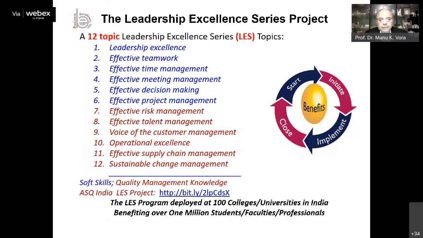Six items in blue: leadership, teamwork, time management, meeting management, decision making, and project management as soft skills. And six items in red: risk management, talent management, voice of customer management, operational excellence, supply chain, and sustainable change management, as part of the quality management discipline. We delivered those 12 topics one per month, so it spanned 2 years. We were using Google Hangout, which was free at that time, and recorded on YouTube and made it free, made it public, and it's written up by the American Society for Quality, and it's on the India website.